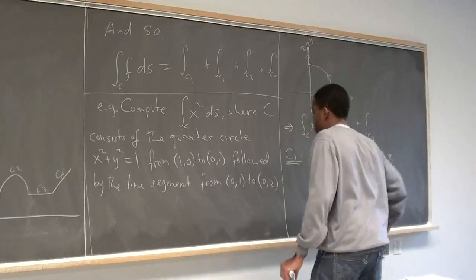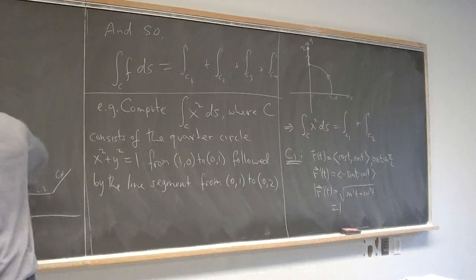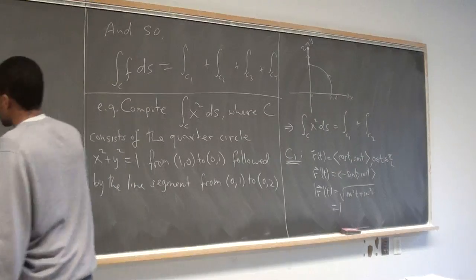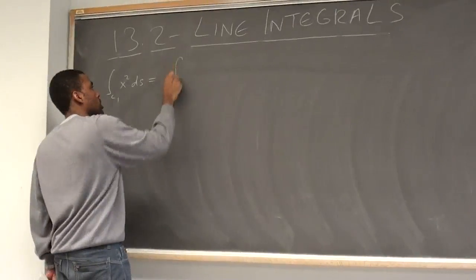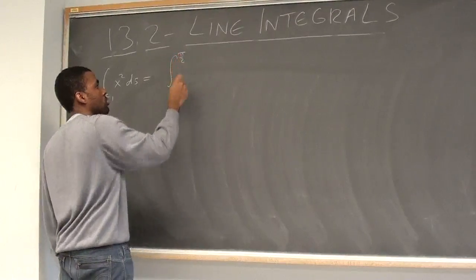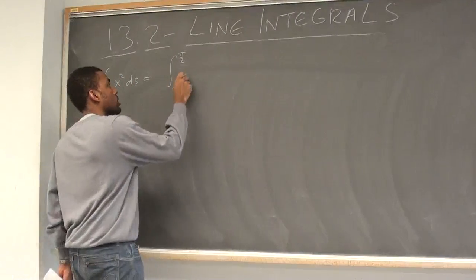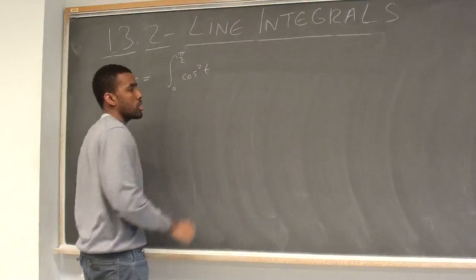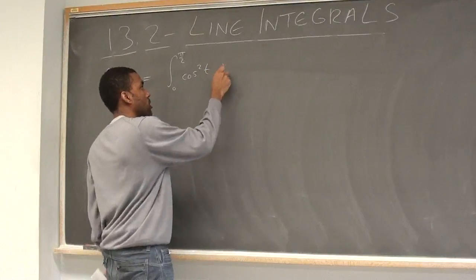And so you would have the integral along C1 of x squared ds is equal to the integral from 0 to pi over 2 of x squared. Our x was cosine, right? So that's cosine squared times the magnitude, which is just 1, dt.